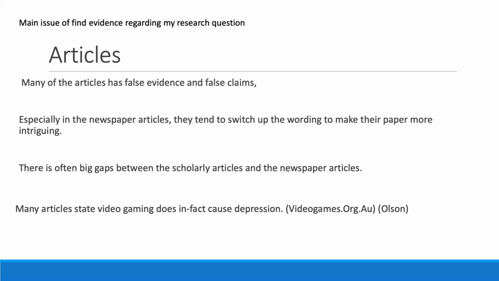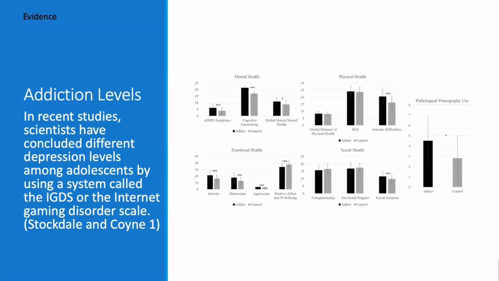The main challenge came from these articles, and I will be explaining the graphs and charts. This slide is called addiction levels, and in recent studies, scientists have concluded different depression levels among adolescents by using a system called the IGDS, or the Internet Gaming Disorder Scale, Stockdale 1. The graph on the right is from the scholarly article Video Gaming Addiction in Emerging Adulthood: Cross-Sectional Evidence of Pathology in Video Game Addicts as Compared to Matched Healthy Controls.